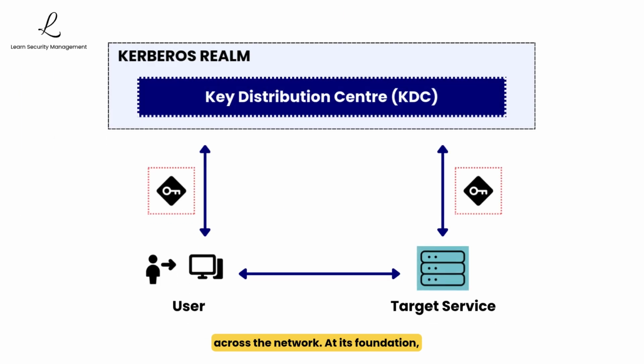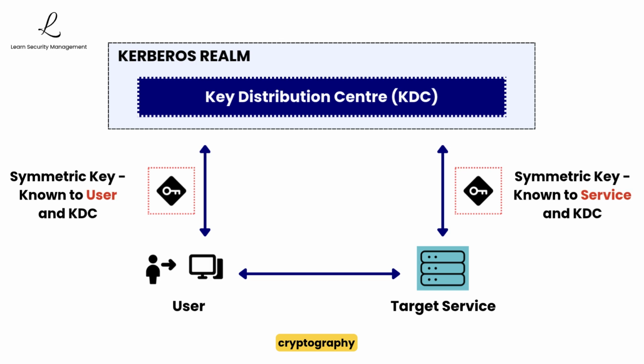At its foundation, Kerberos uses symmetric key cryptography to verify users and service identities across unsecured networks. Kerberos makes sure both the user and the service prove who they are to each other, so both sides know they are talking to the right person or system. Instead of sending your password every time you access something, Kerberos uses secret codes called tickets that are created using shared keys known only to you and the system.